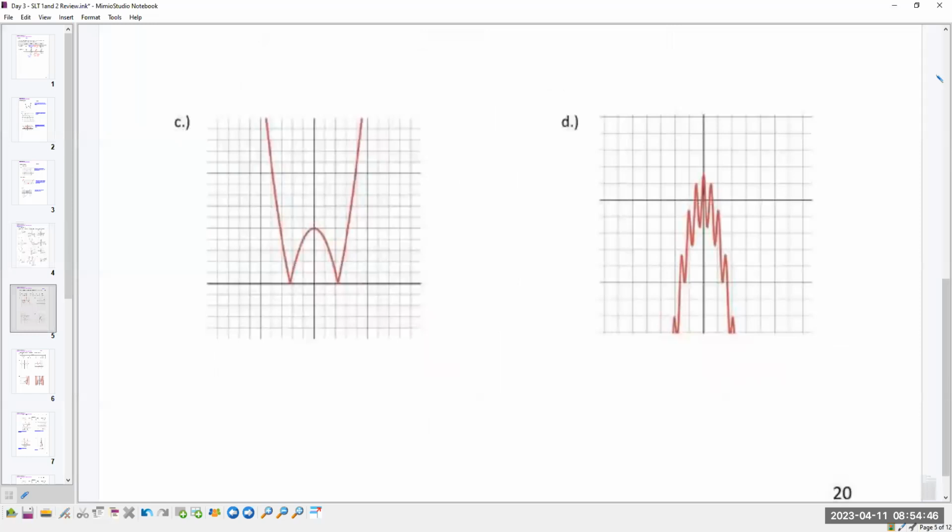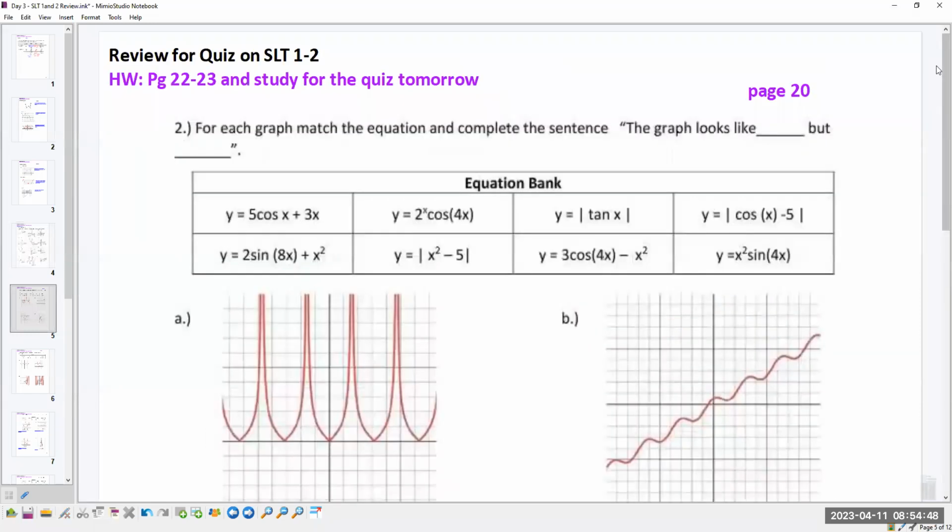Okay. Again, you should be pausing the video for page 20. You have pages 20 and 21. These 8 functions match the 8 graphs on 20 and 21. It is your job to match the equations and write a sentence. The graph looks like blank, but blank. My suggestion is you pause the video and then I'm going to explain the answers to these 8.